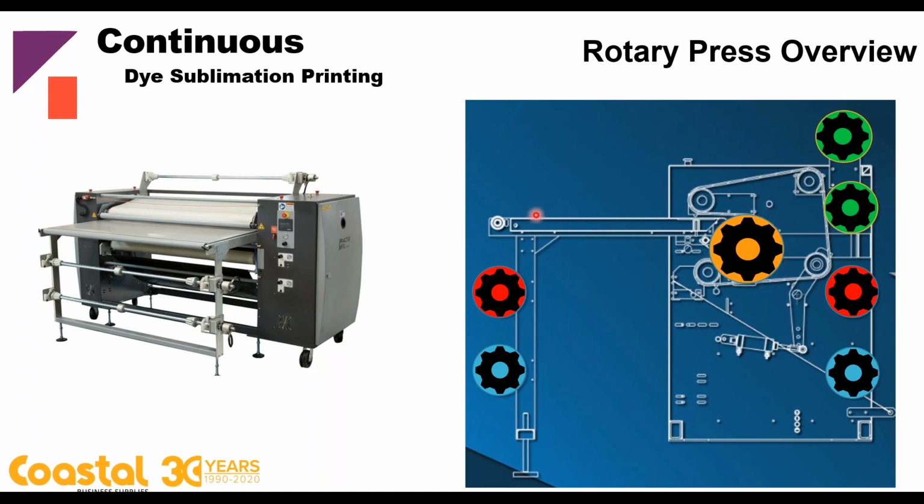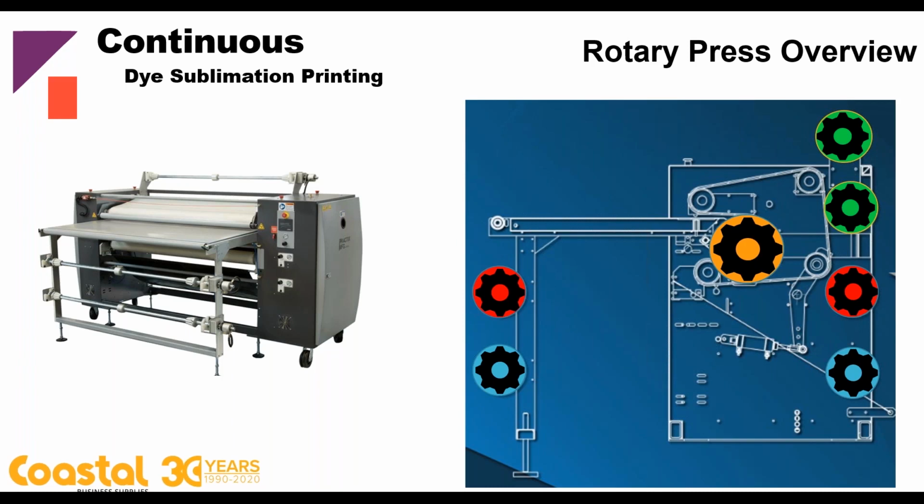This is where the transfer would go around the drum, and the transfer is heated, and then the fabric's going in as well around the drum, and this is where the sublimation process is happening, and then it's coming out and sliding down and being taken up.